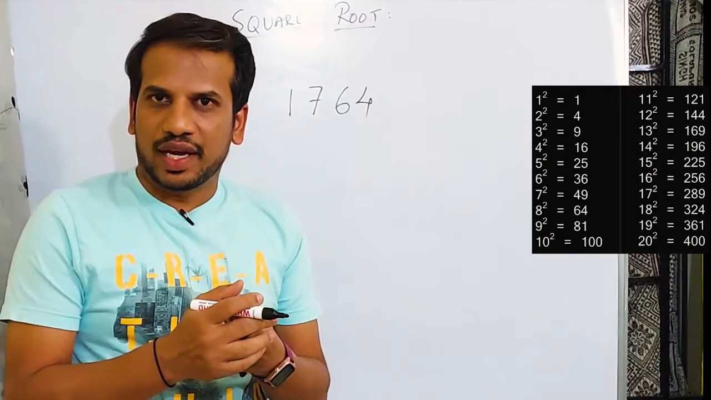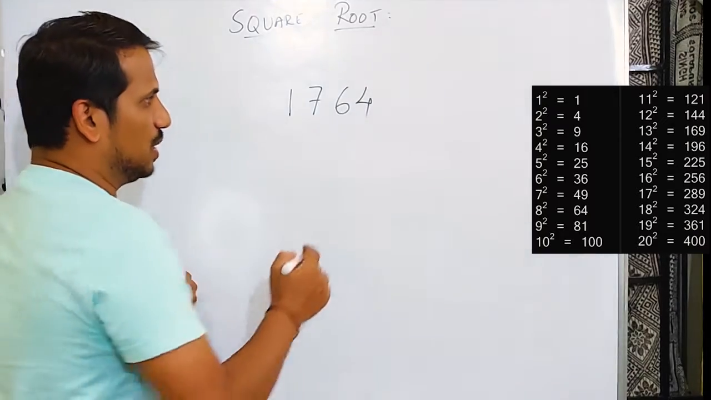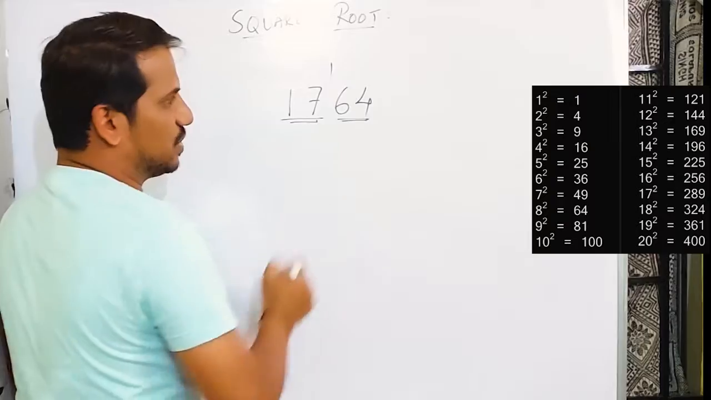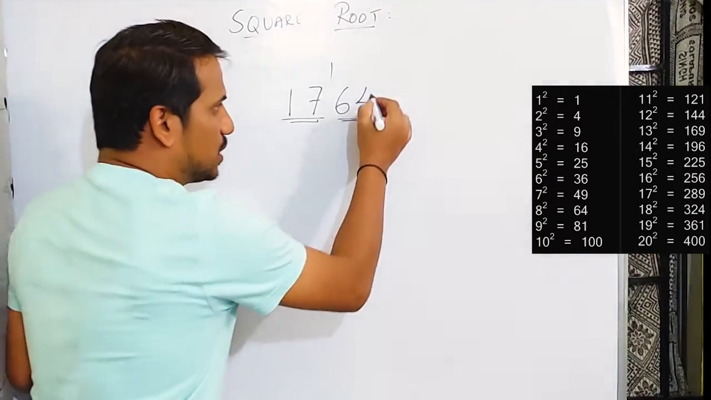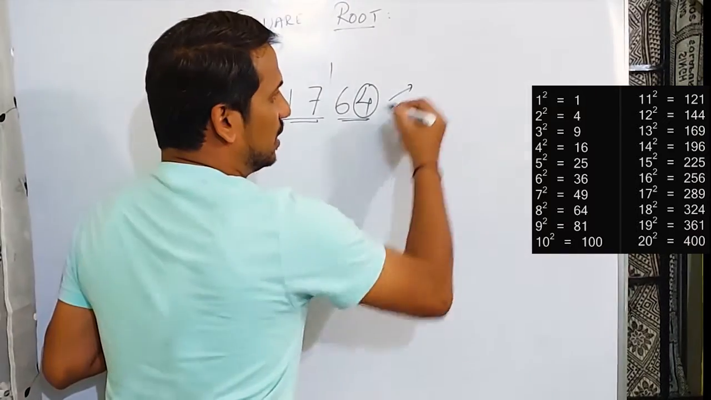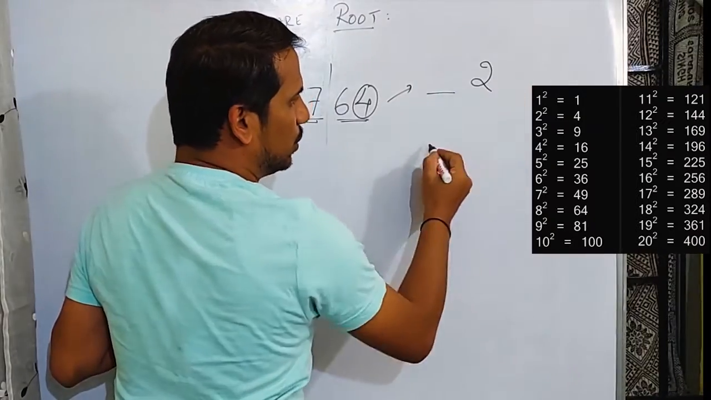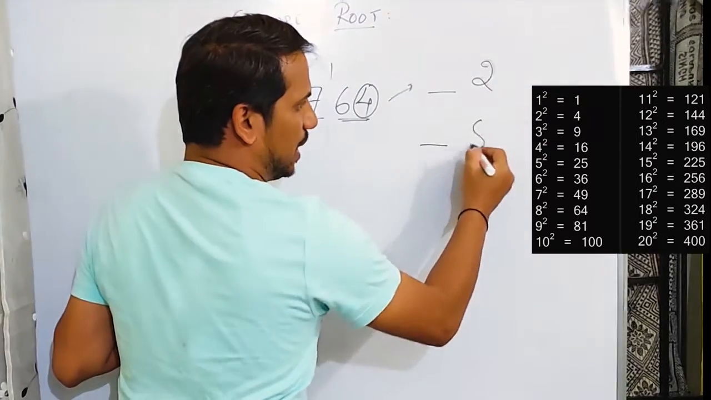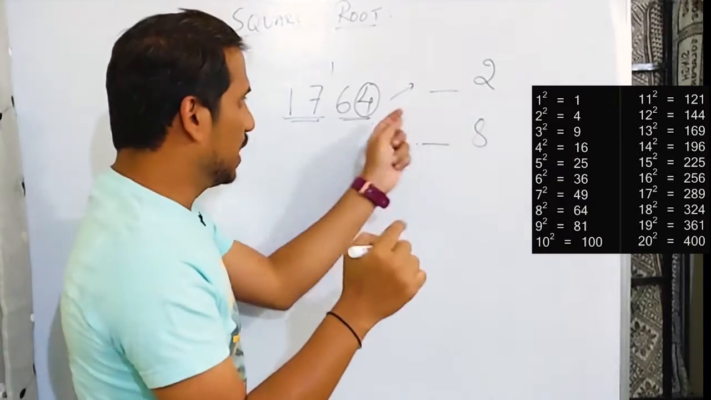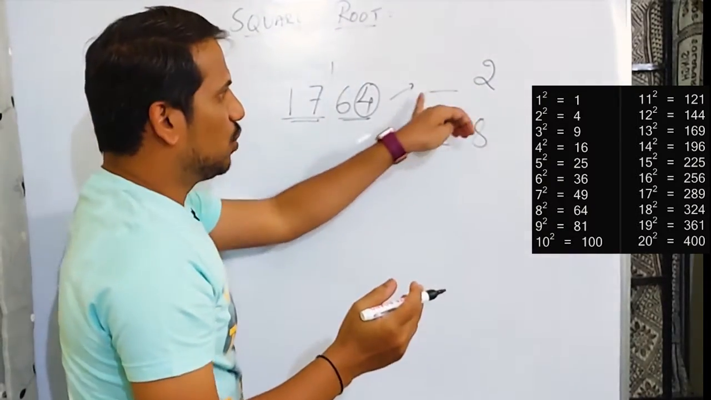Let's start with finding the square root of a perfect square number. We have taken this example. Now we need to divide it into two parts. Okay, so let's divide it into two parts. As soon as you see 4 here, the square root will definitely end with either 2 or 8. Remember, 2 square is 4, 8 square is 64, ending with 4. So it's definitely 2 or 8.